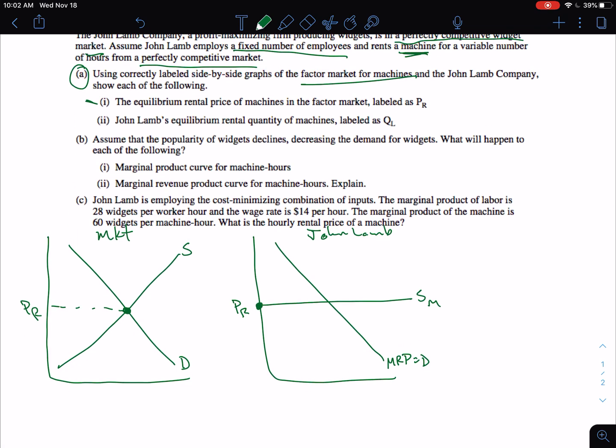Oh no, then we need to label the rental quantity of machines. So that is going to be determined by his MRP. Okay, so we will label this QL. That is an L, right? Yeah. Okay, so that's our basic graph there. Let's move on to part B.